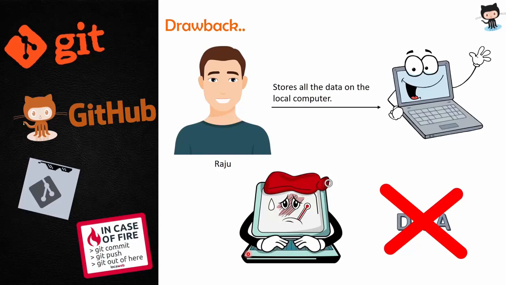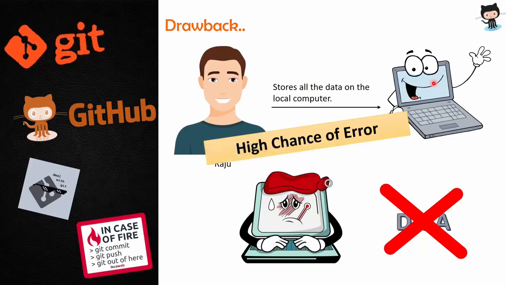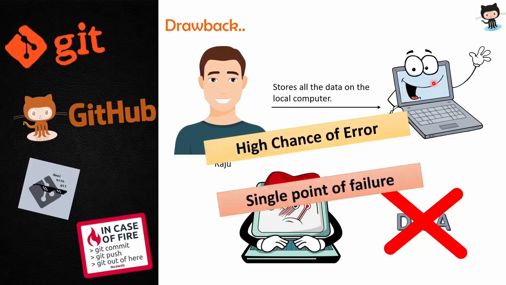Here we have a developer and his name is Raju. Now, for example, if Raju stores all his files in his local machine, this is his local computer, and he saves all his files in the local computer. And if his system just stops working for some reason, what will happen? He will lose all his data, and there is a high chance of error, and also there is a single point of failure, because if his system stops working for some reason, he will lose all his files. In short, all the changes that were made or the projects that he created will be lost.